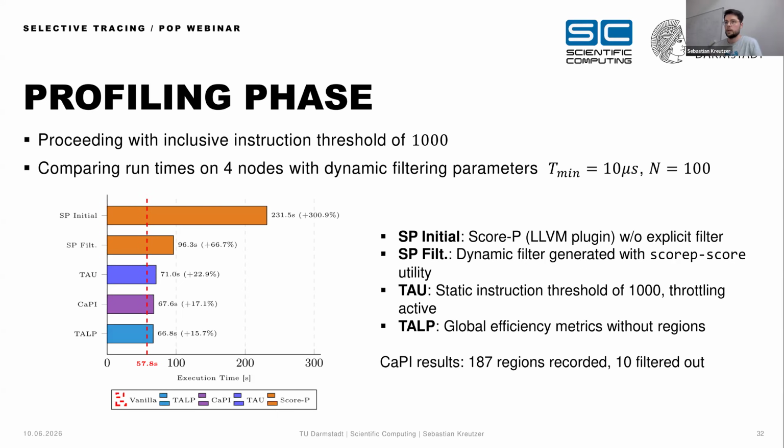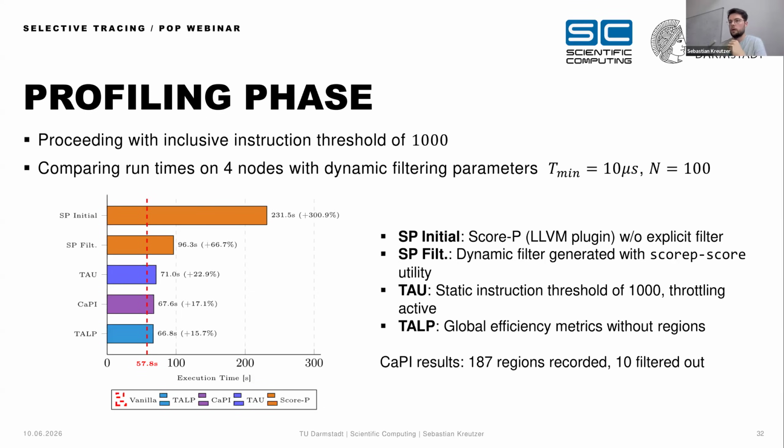Looking at the runtime results on the left, we see that with SCORP without explicit filtering, there's obviously a large initial overhead, which is to be expected. When applying filtering, it goes down significantly, around 60%. For tau, we have around 23% overhead with throttling and this instruction threshold. However, the number of functions there is lower than in our case, and we were also not able to record a context-sensitive call path profile, but just a flat profile.